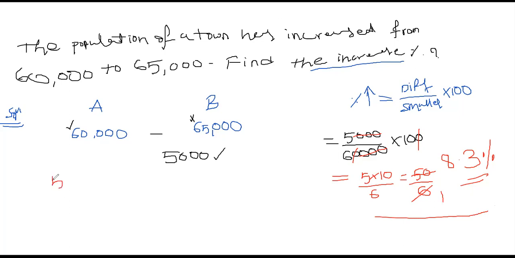Here there is a 50 and normal division. Here 6 eights are 48. The remainder is 2. Yes, and here the options are like this: 8 1 by 3 percentage, and the second one 8 1 by 2 percentage. Like this, there is an option.